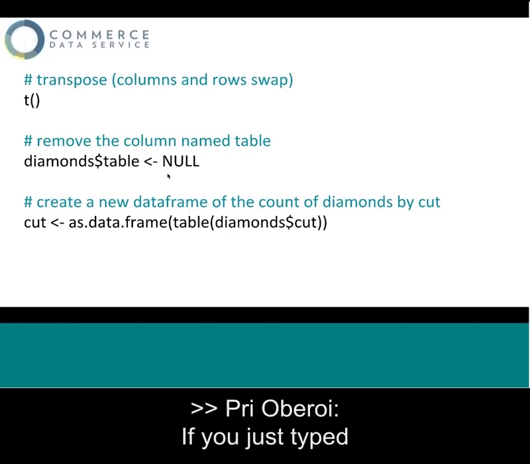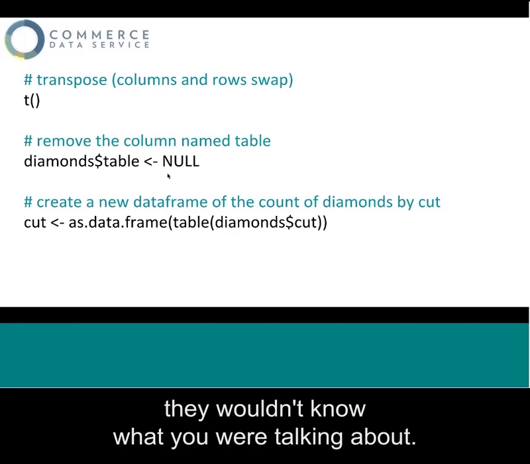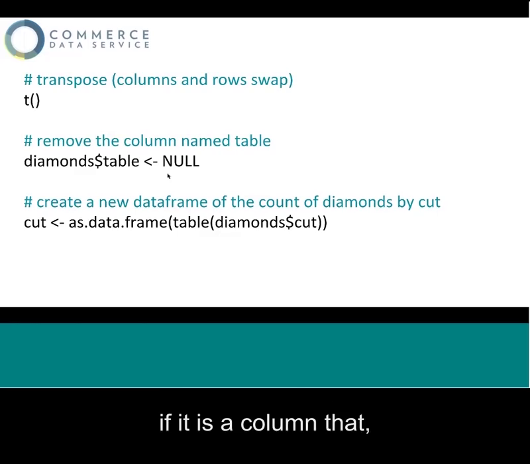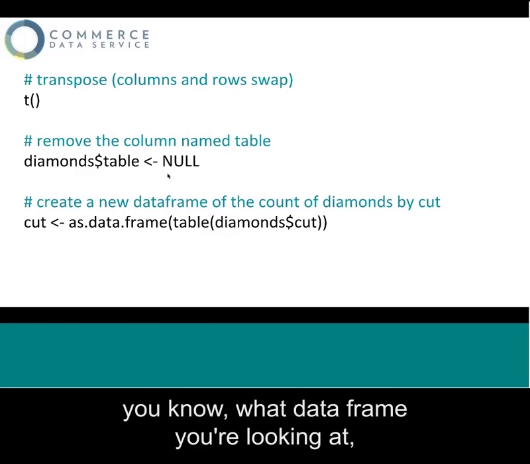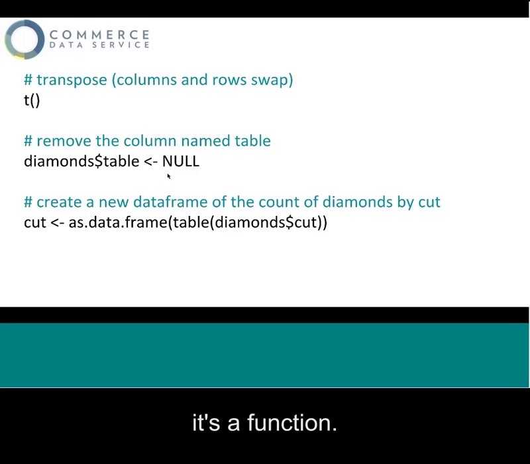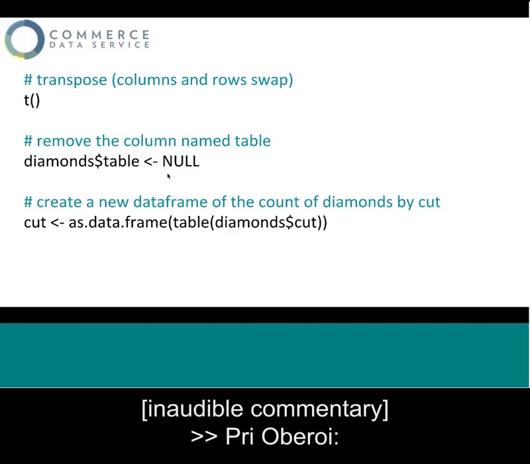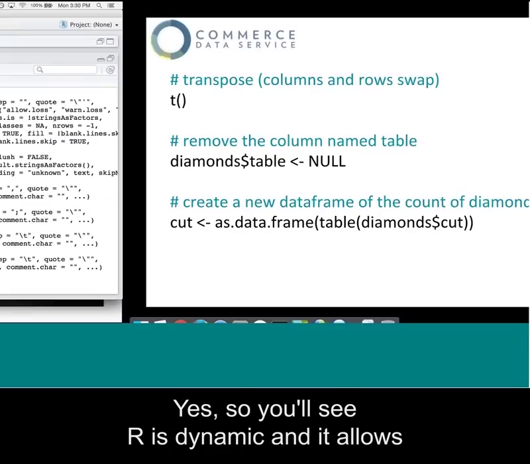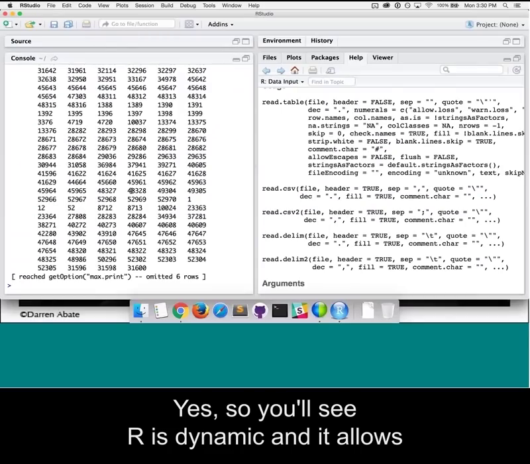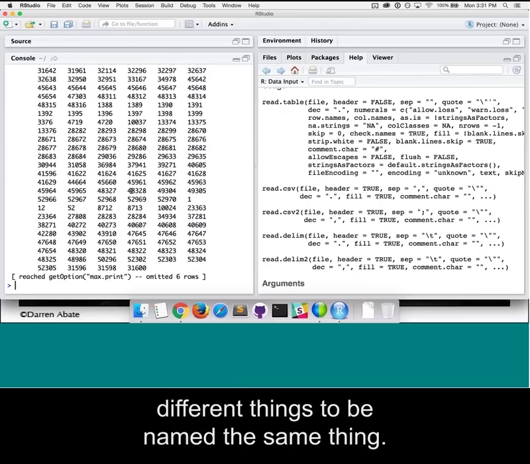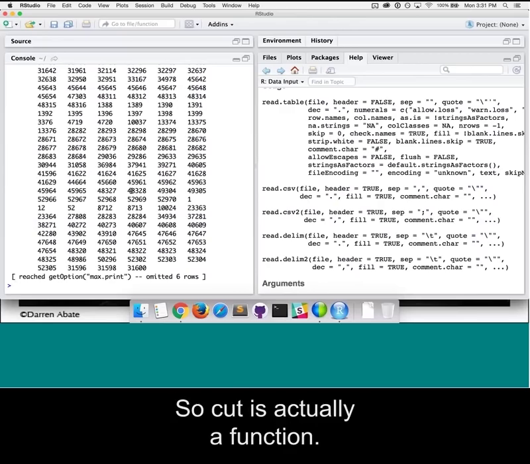If you just typed cut into your console, it wouldn't know what you were talking about either. You have to tell it, if it is a column, what data frame you're looking at. And if it's just table with open parentheses, it's a function. So you'll see R is dynamic, and it allows multiple different things to be named the same thing. So cut is actually a function.